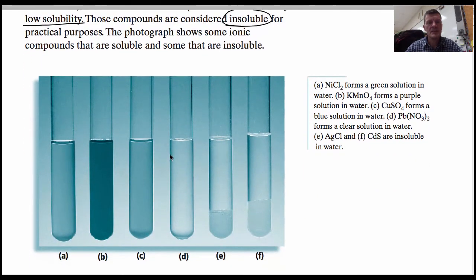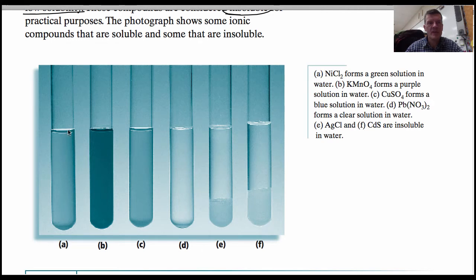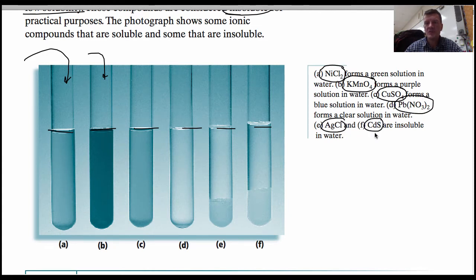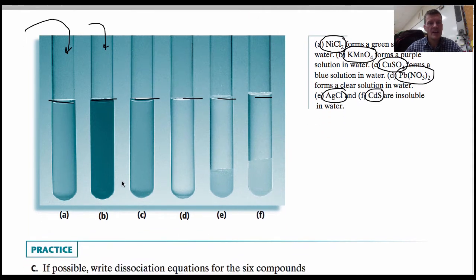All right? So if I look at these 6 test tubes right here, they all have water in them, or had water in them originally, and then a solid was added. And here are the solids that were added. Here we have nickel(II) chloride added to test tube A. We've got potassium manganate and copper(II) sulfate, lead(II) nitrate, silver chloride, and cadmium sulfide, I believe. All right? And if you analyze these, you'll notice that there are 2 of them that have a solid at the bottom. These 2 right here. All the others look like the solid dissolved pretty well.